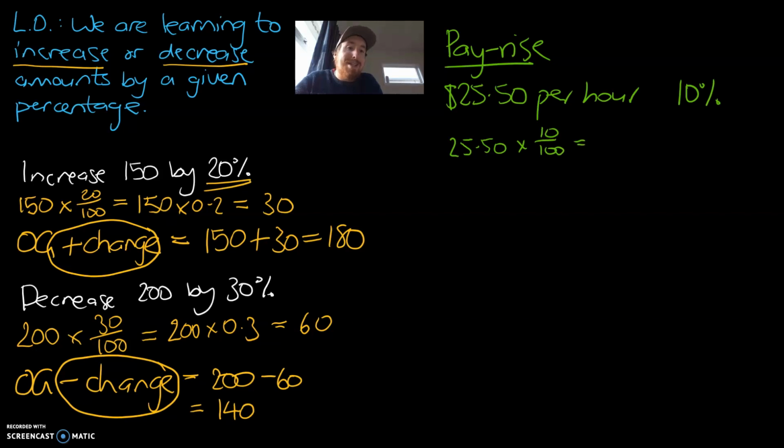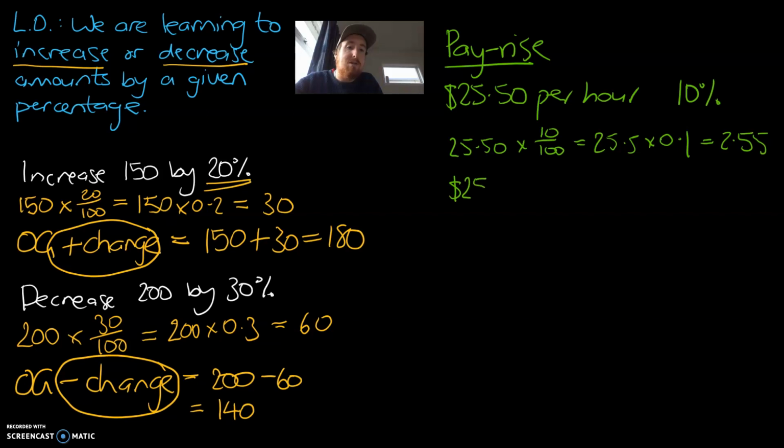And I know that's 1/10 or 0.1. So we're going to go 25.5 times 0.1. I'm going to put that into my calculator to make sure I don't make any silly mistakes, and that has come to $2.55. So that means my increase in pay will be $2.55.